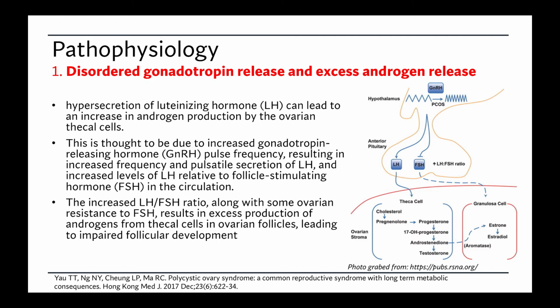So let's first talk about disordered gonadotropin release and excess androgen release. Hypersecretion of LH can lead to an increase in androgen production by the ovarian theca cells. This is thought to be due to increased gonadotropin releasing hormone pulse frequency, resulting in increased frequency in pulsatile secretion of LH and increased levels of LH relative to FSH. Now, the increased LH-FSH ratio, along with some ovarian resistance to FSH, results in excess production of androgens from the theca cells in ovarian follicles, leading to impaired follicular development.